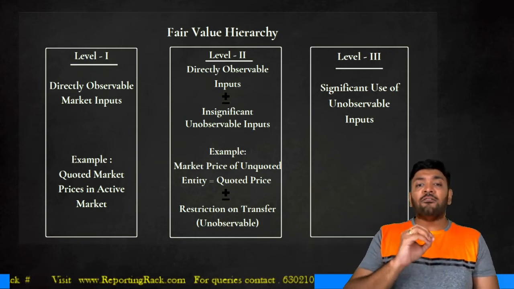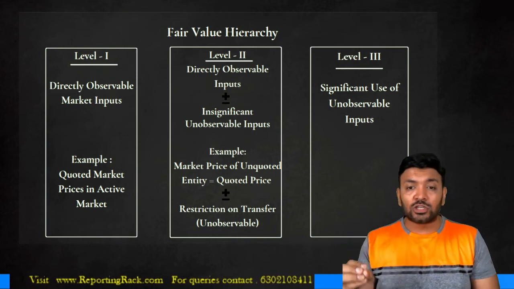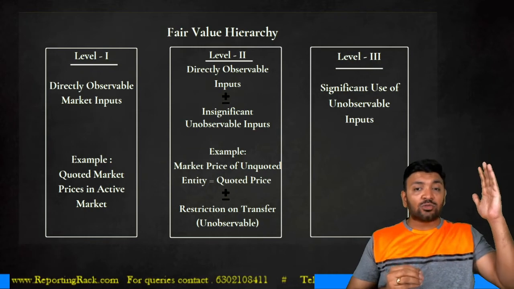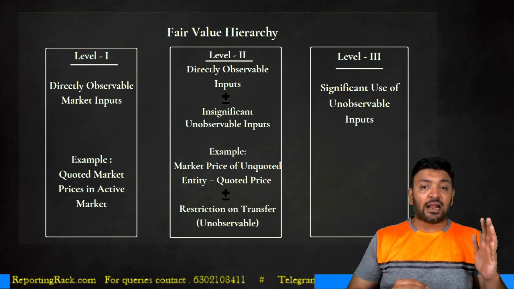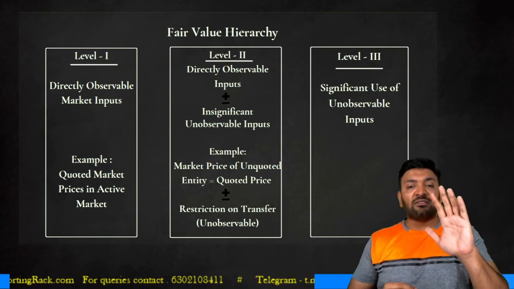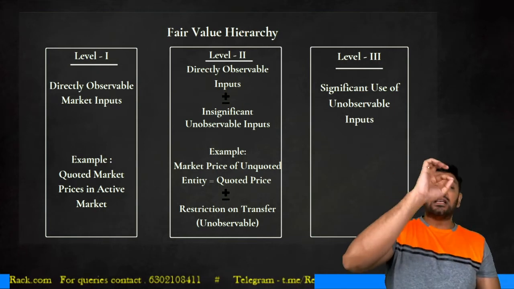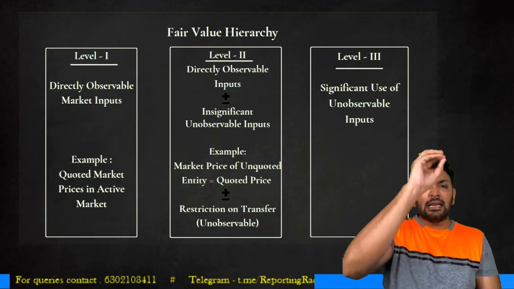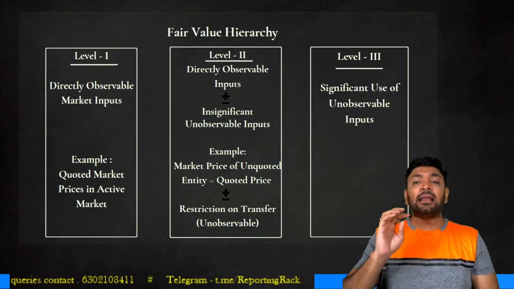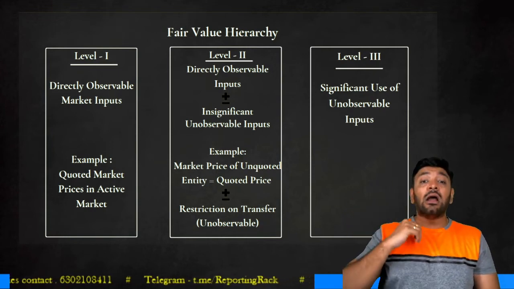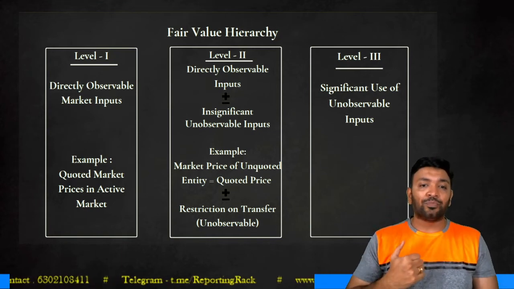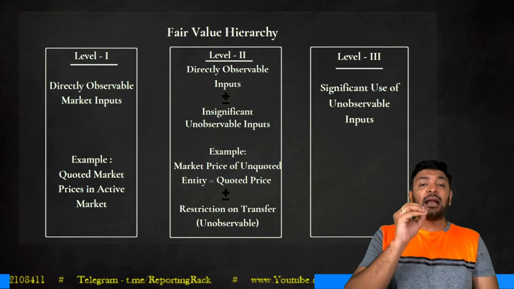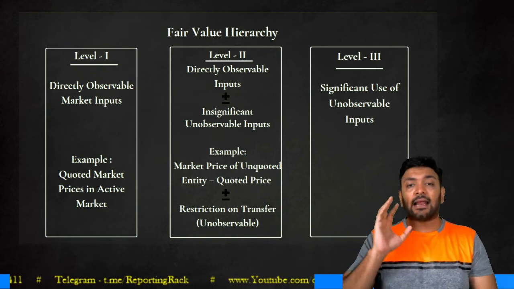So when I communicate as part of the notes to accounts, I will first pick up all the fair values applied in the presentation of financial statements. All those fair values I'll bring up and say, this is level 1, this is level 2, this is level 3. This one is highly reliable, this one less reliable, this one the least reliable fair value. I'm communicating it to the user. So this communication to the user is determined by the level 1, level 2 and level 3 hierarchy.